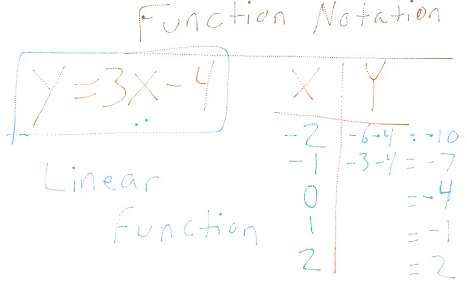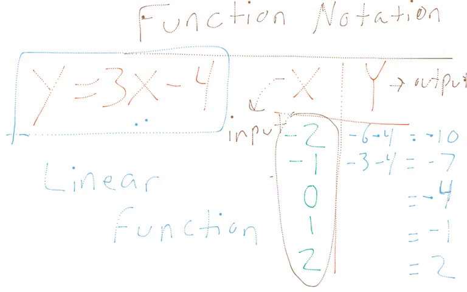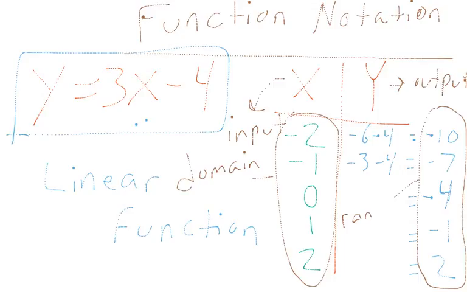So again, piggybacking off of the last video, x is my input, and y is my output. Ran out of space there. All these numbers are also my domain, and all these numbers over here are, again, what's called the range, right? The set of all outputs. Just kind of reviewing there quickly.